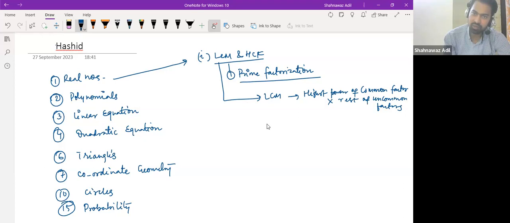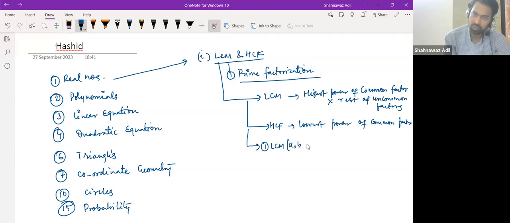And for HCF, we take the lowest power of common factors, right? And the third important thing in this chapter was this: LCM of, let's say, A and B, two numbers, into HCF of two numbers would be equal to the product of the two numbers, right?